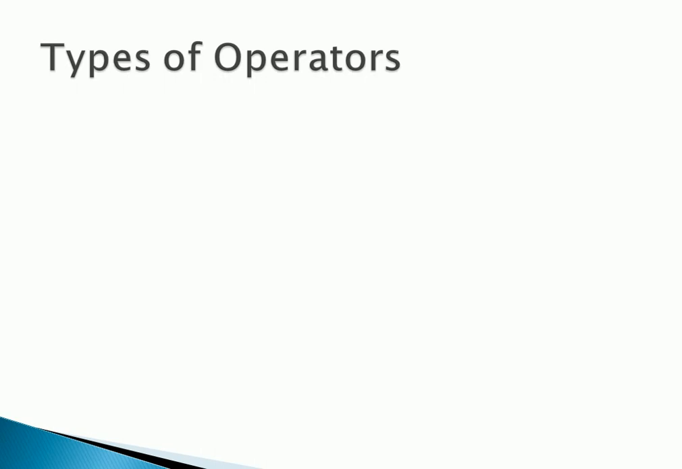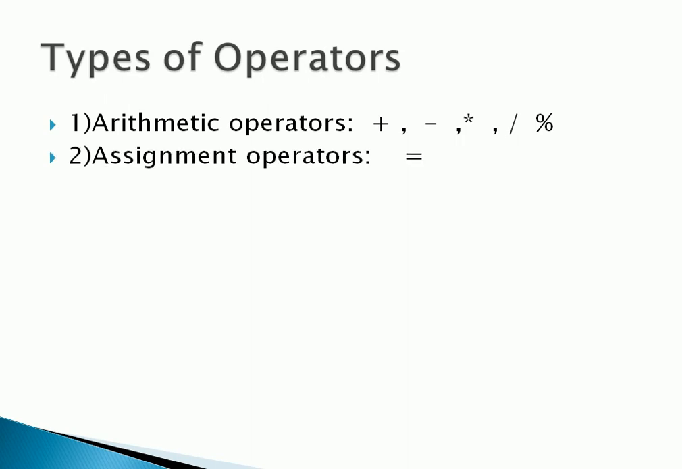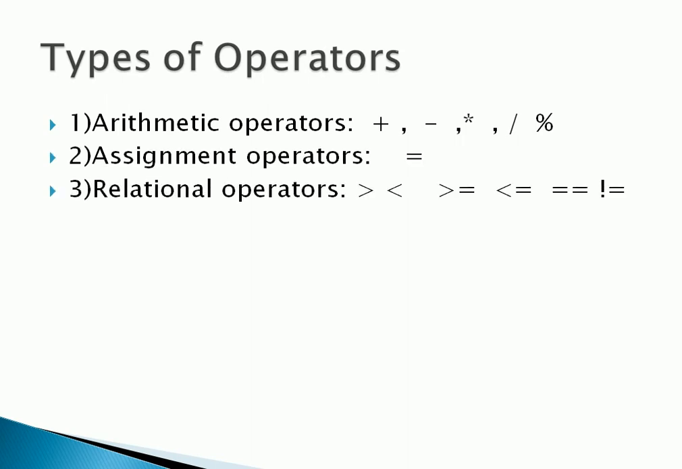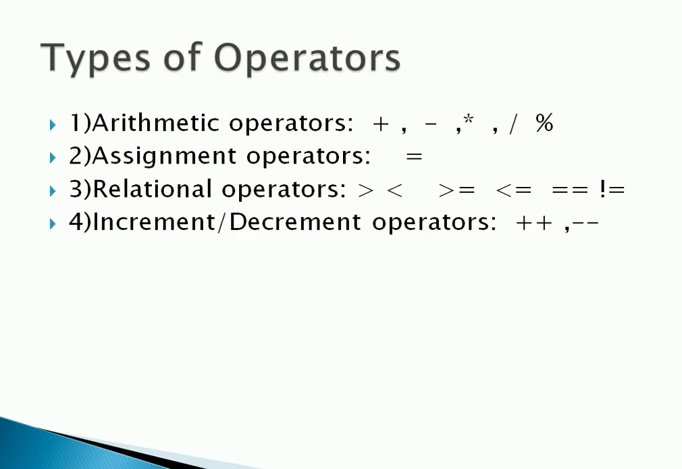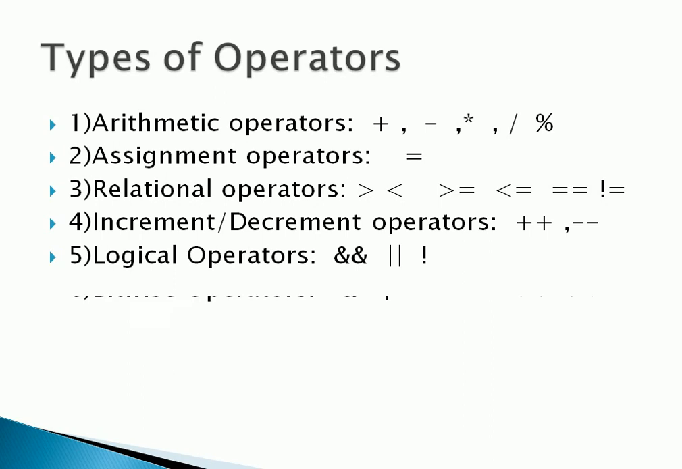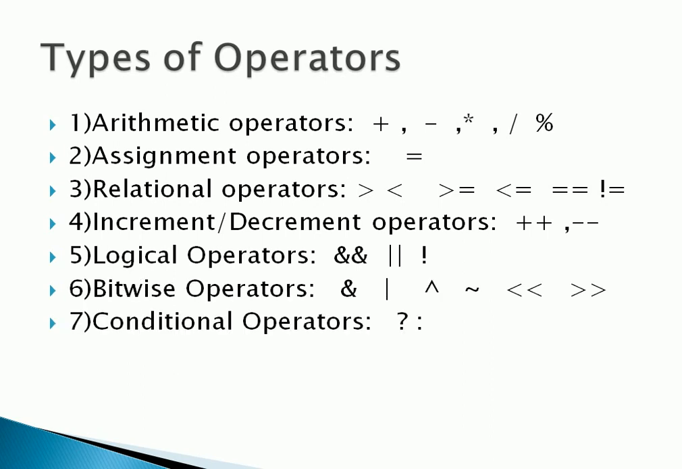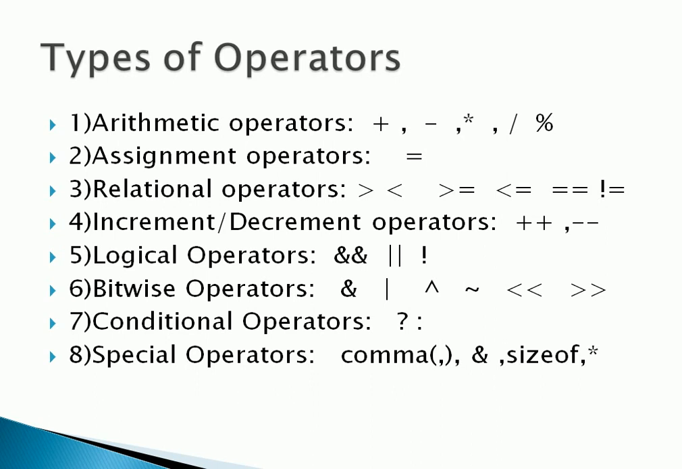Types of operators in C language. We have arithmetic operators, assignment operators, relational operators, increment and decrement operators, logical operators, bitwise operators, conditional operators, and special operators. We have these 8 types of operators in C programming. First of all, we will discuss arithmetic operators.